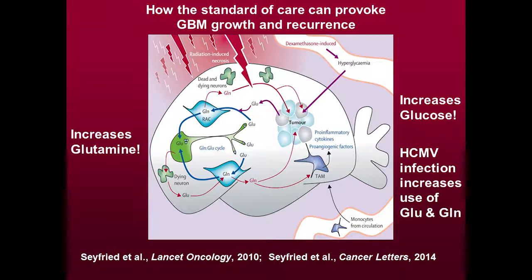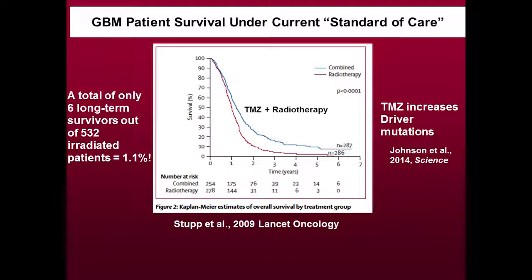So the standard of care is creating an environment to facilitate that tumor's recurrence. All right? And many of these tumors are infected with human cytomegalovirus, which is a supercharger for driving glucose and glutamine into those tumor cells. The worst condition. And when Adrian said the other day, GBM is a perfect storm, the perfect storm is created by the standard of care. And look at the results.